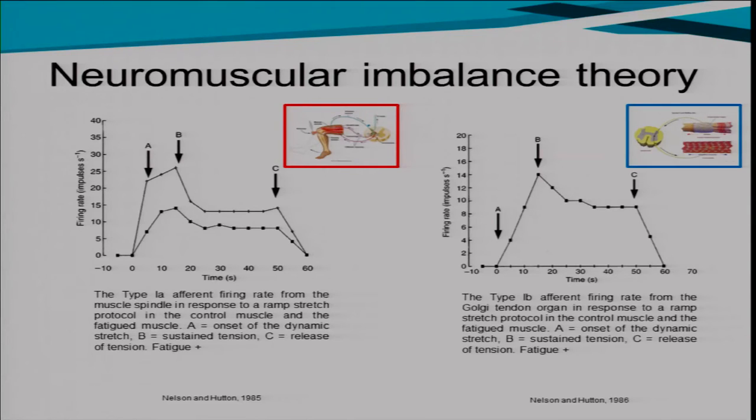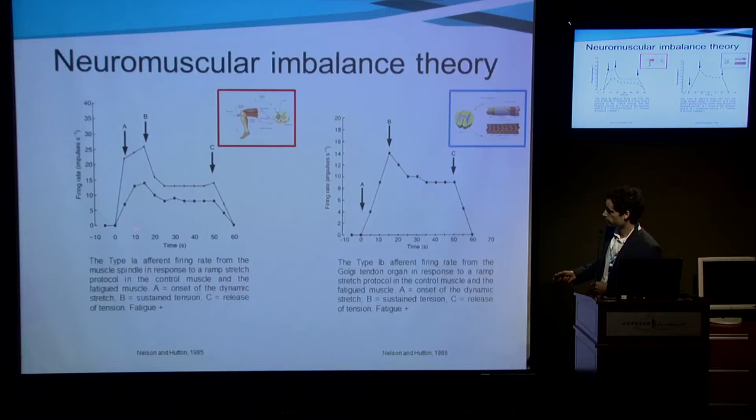And what Nelson and Hutton have done is that when muscle fatigue is induced, you see that the firing rate of the type 1 efferent rises. This is the firing rate. This is the control. This muscle is not fatigued. This is fatigued. And with fatigue, when you stretch the muscle, it responds more. It contracts. It has a higher reflex.